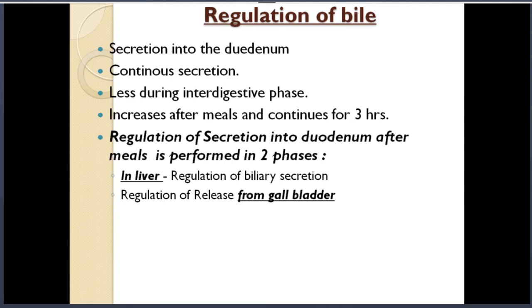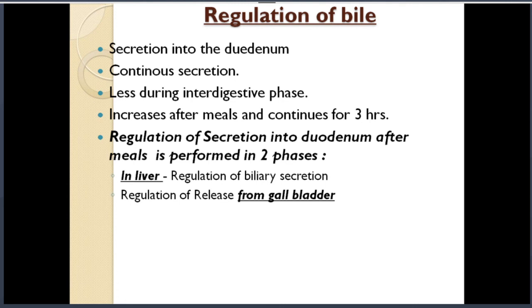Now, we will talk about the regulation of bile. The bile, again I'm telling you, is secreted continuously from the liver, but it is not continuously required in the small intestine. Although it is secreted continuously in the duodenum, the amount varies. It increases immediately after a meal and continues to be secreted more for 3 hours after the meal, and it goes on decreasing in interdigestive phases. That means when there is no food, the secretion of bile in the duodenum decreases a lot. So this is regulated in 2 phases.